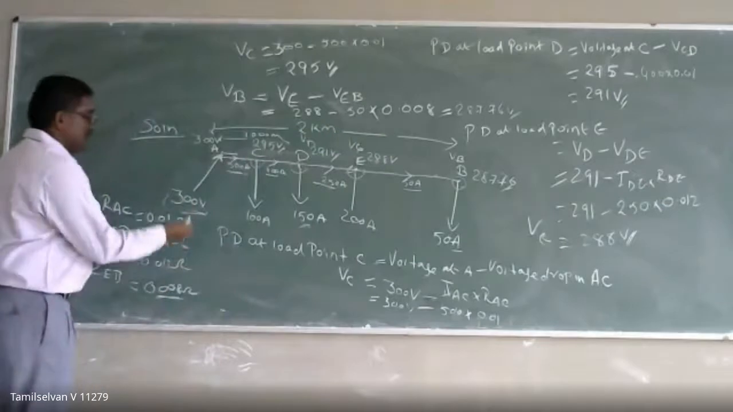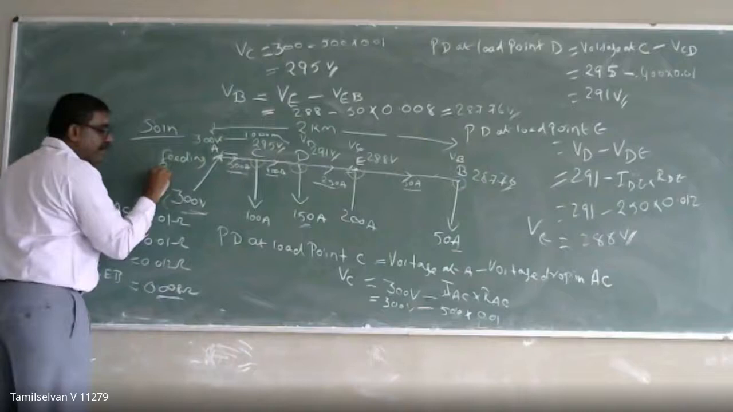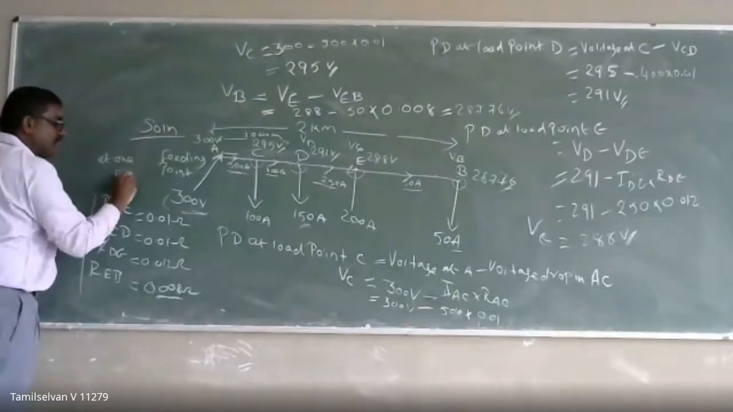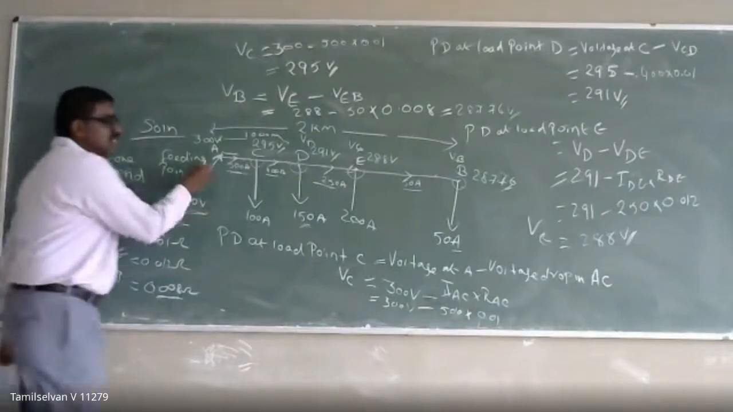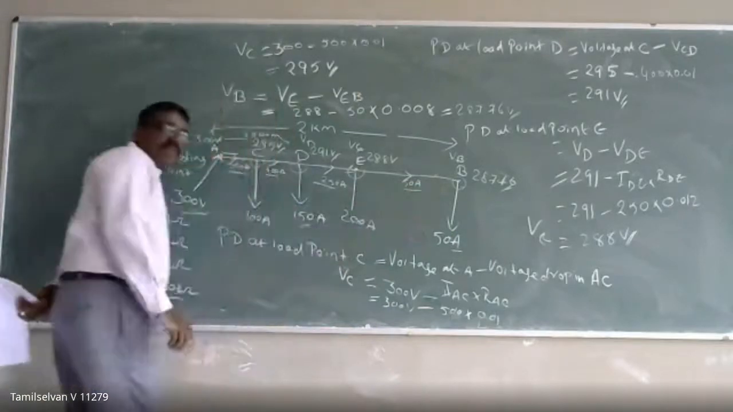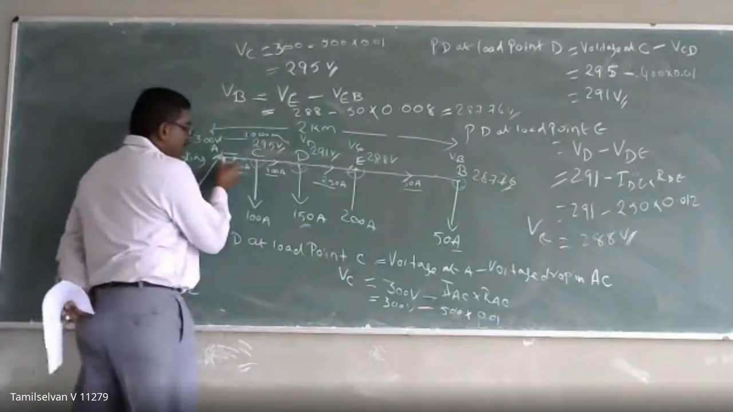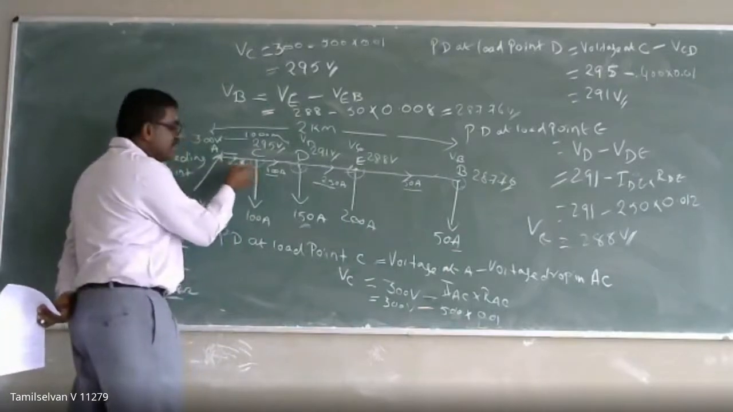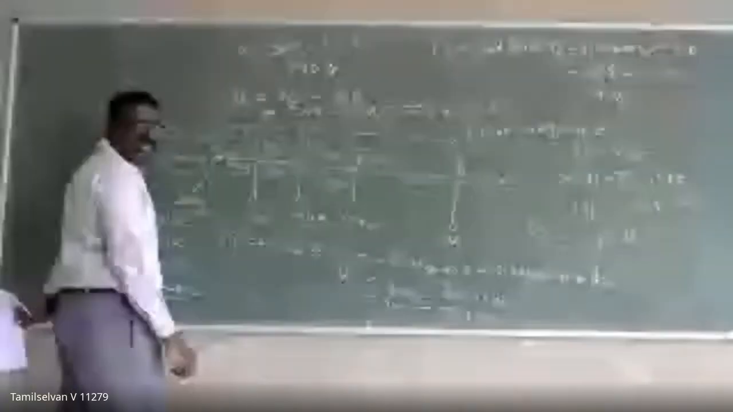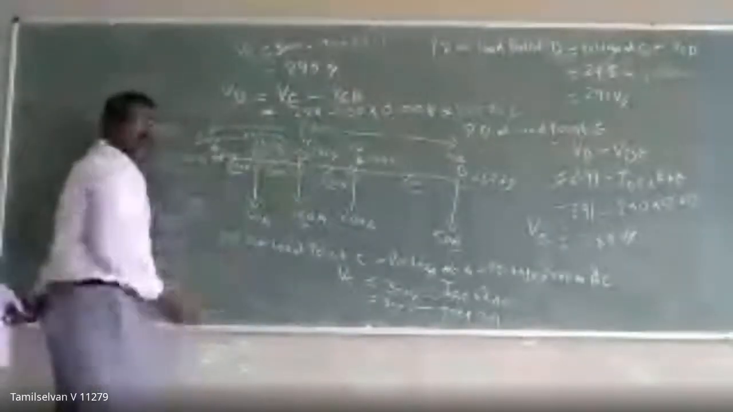See here, this is my feeding point. I'm feeding at one end of the DC distributor, and the loads are tapped at different distances. As the length of the distributor section increases, the drop due to the load increases. At C the drop is 5 volts, and at the D point the drop is going to appear as 9 volts.